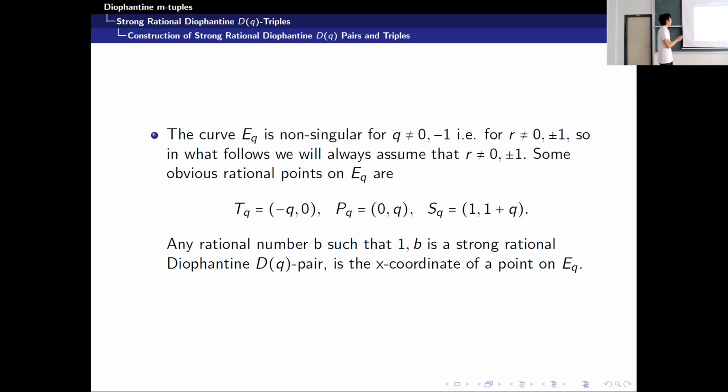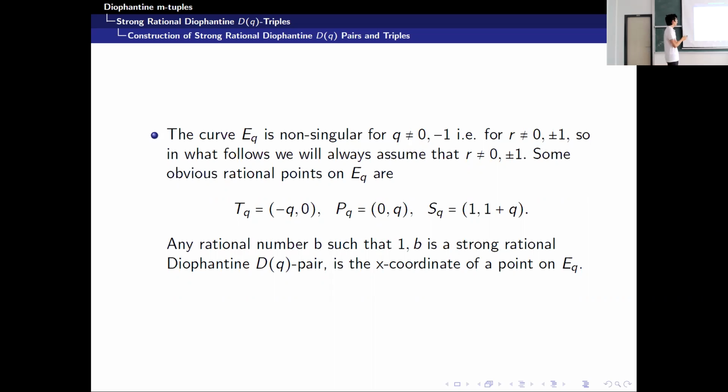Okay, first I need to make sure that this elliptic curve is non-singular. For non-singularity, I look at the discriminant of this equation, and it says Q is not equal to 0 or minus 1. Or rather, Q is not equal to 0, minus 1, or plus 1. And you can see here some obvious rational points on the elliptic curve: T, P, and S. In the proof, I will take one of them and show that its double has infinite order. You will see why.